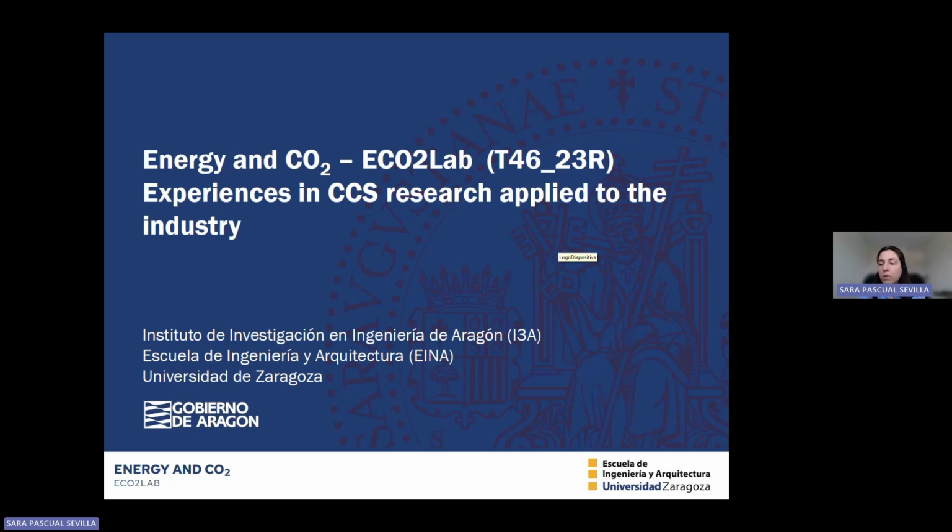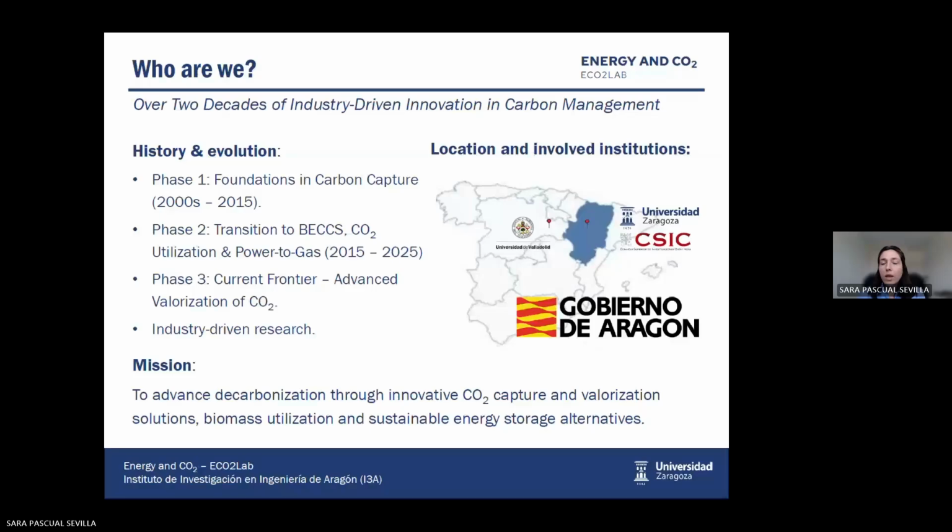To better understand our work, I will first briefly introduce who we are and how our research has evolved over time. The Energy and CO2 research group has more than 2 decades of experience in industry-oriented research. Our evolution can be divided in 3 main phases. The first one, from the 2000s to 2050, focused on the conventional carbon capture technologies, especially in post-combustion and oxy-fuel systems.